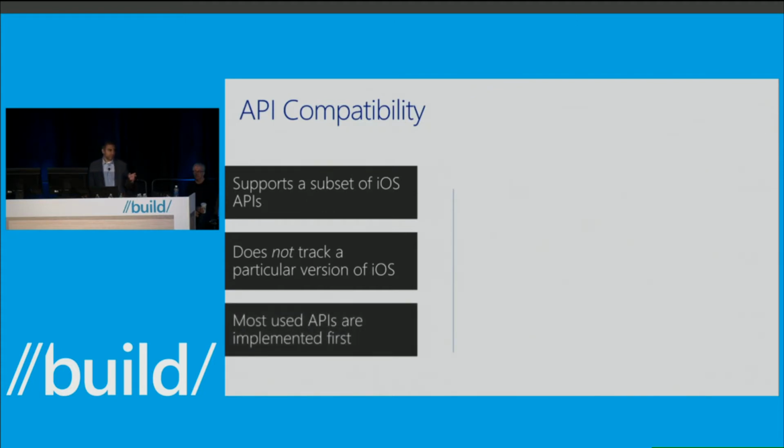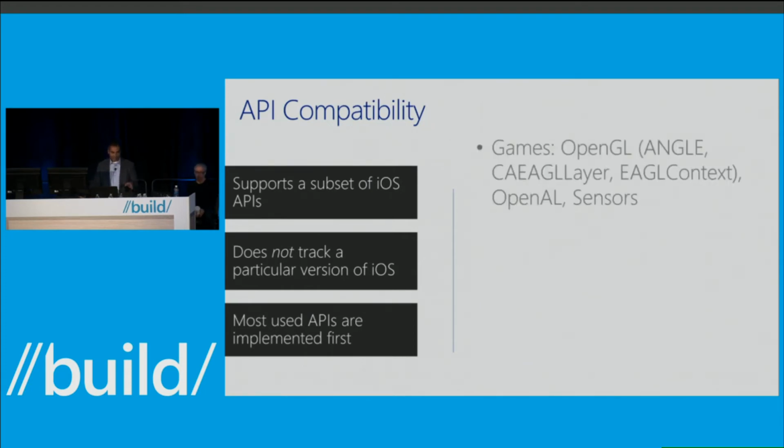Rather, what we do is we look at what apps and what developers are actually using, and those are the APIs we implement first. Now, as this product continues to exist and go forward, we'll add support for more and more APIs, but that's kind of our process. What are people actually using? How are they actually using them?